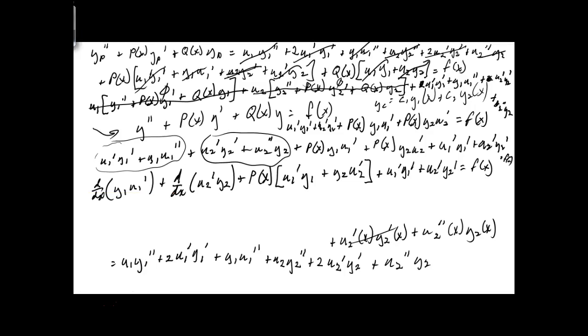You might ask yourself, why in the world do we need all that? Well, you can combine these: d by dx of y1 u1 prime plus y2 u2 prime.